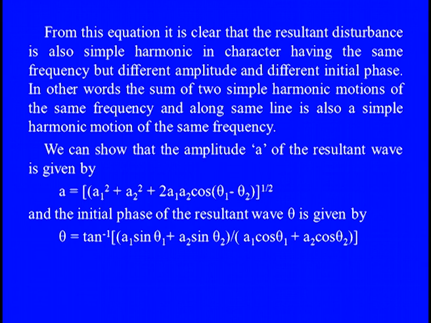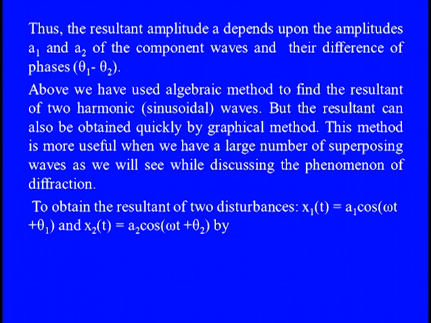and the initial phase of the resultant wave θ is given by tan⁻¹ of (a1 sin θ1 + a2 sin θ2) divided by (a1 cos θ1 + a2 cos θ2). Thus, the resultant amplitude A depends upon the amplitudes a1 and a2 of the component waves and their difference of phases θ1 − θ2.